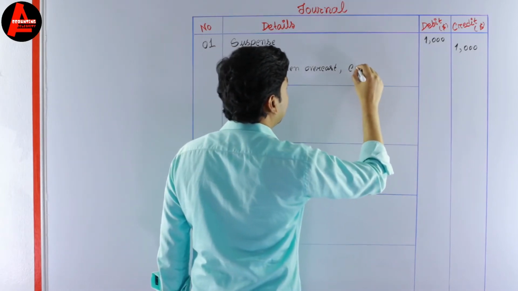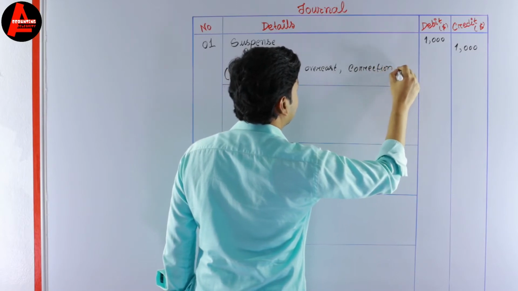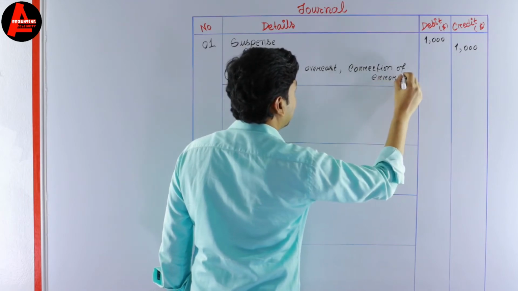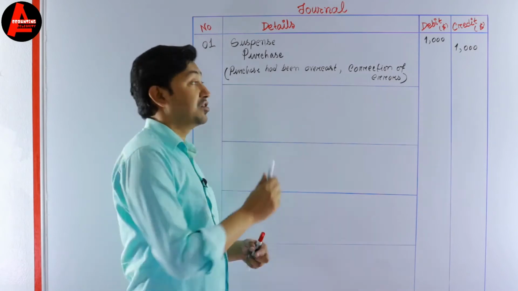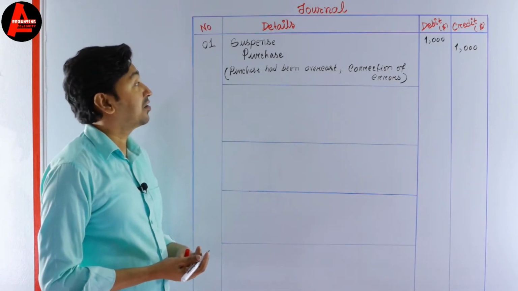Okay, now what we did, we corrected the errors. Yeah, so let us write here correction of error. Okay, very good. So this is how you need to write the narrative. Okay, so if you can write this narrative, you will get mark. Okay, very good. So first one is done.